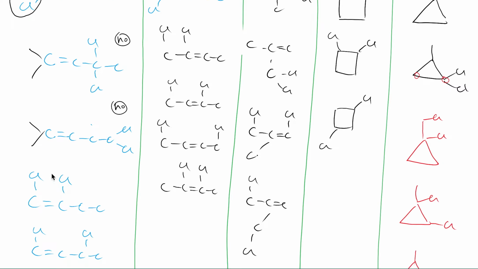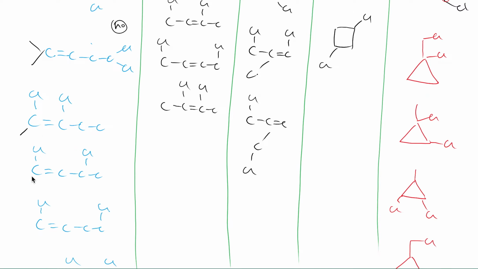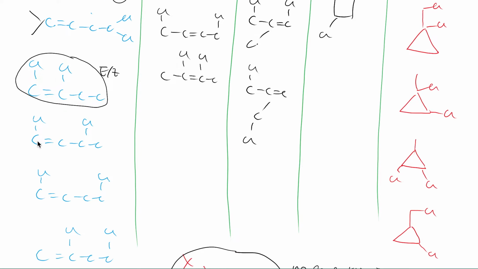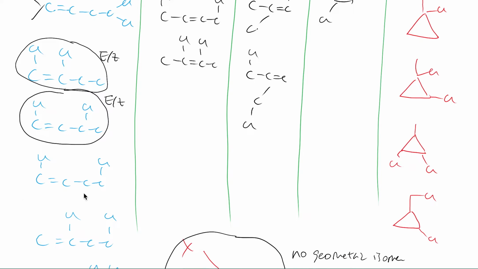The next one, you can see this is a hydrogen, this is a chlorine, and then the other side is a chlorine and the acyl group. So this one definitely has an E and Z isomer. The next one, you can see the 2 groups are different, so that one definitely has an E and Z isomer. And this one, the 2 sides are different, so it definitely has an E and Z isomer.